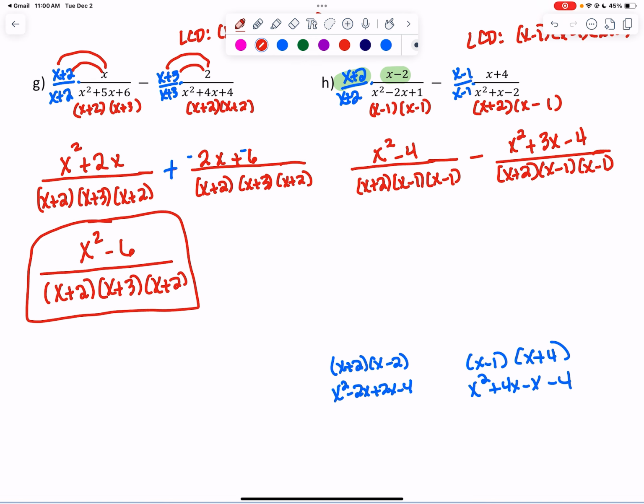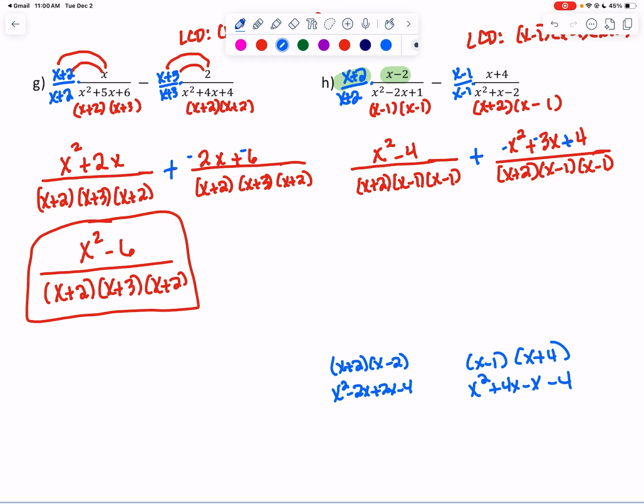All right, now we're ready for the trickiest part. Not the hardest part, the trickiest part. Because subtraction is addition of the opposite. So this subtraction would become plus. Positive x squared would become negative x squared. Positive 3x would become negative 3x. And negative 4 would become positive 4.